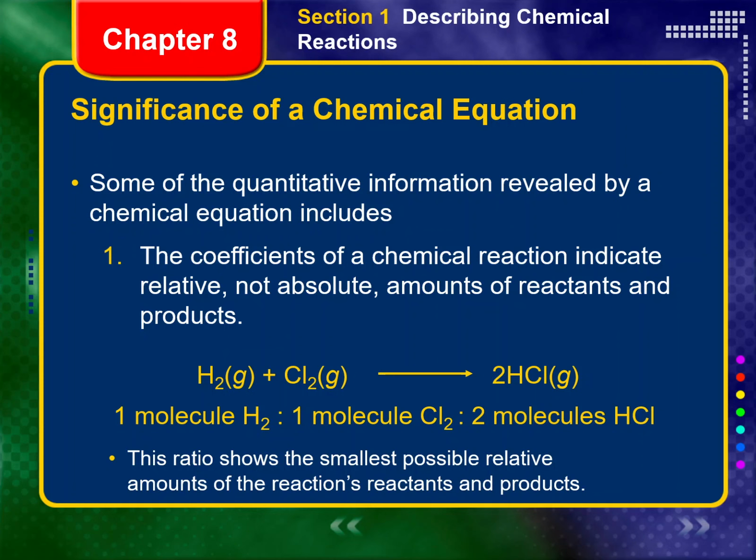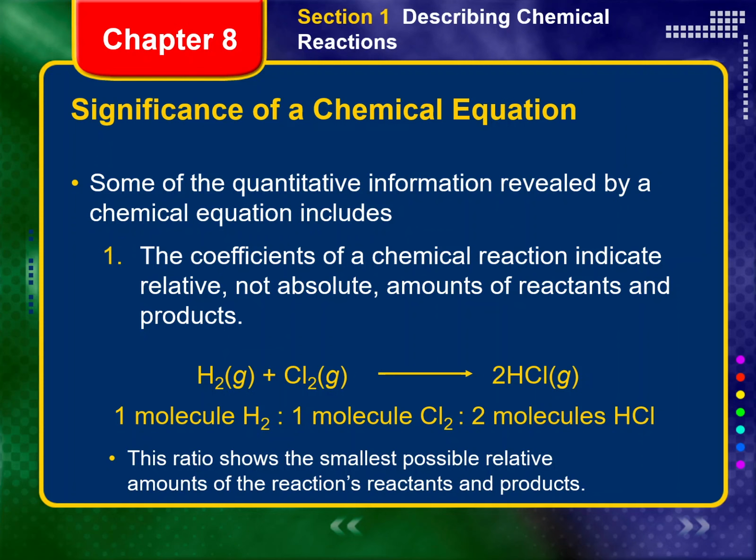Chemical equations are very useful in doing quantitative chemical work. The arrow in a balanced chemical equation is like an equal sign, and the chemical equation as a whole is similar to an algebraic equation in that it expresses an equality. Let's examine some of the quantitative information revealed by a chemical equation.